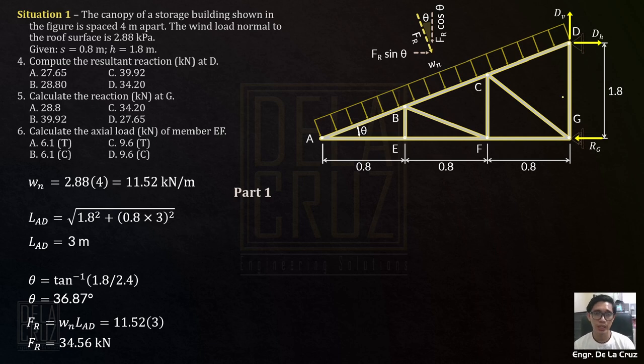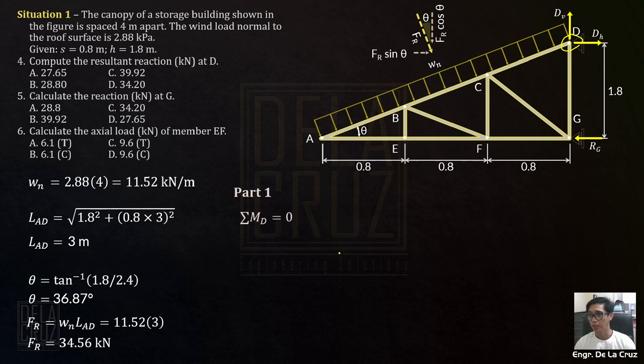For this case, it is better to solve first for the reaction at G. It is difficult to take moments about G because of the moment arm. If we take moments about D, the moment arm is easy because the load is already perpendicular to that member. The moment arm about D is just half the length of AD. So I will get my first solution here, starting with RG.